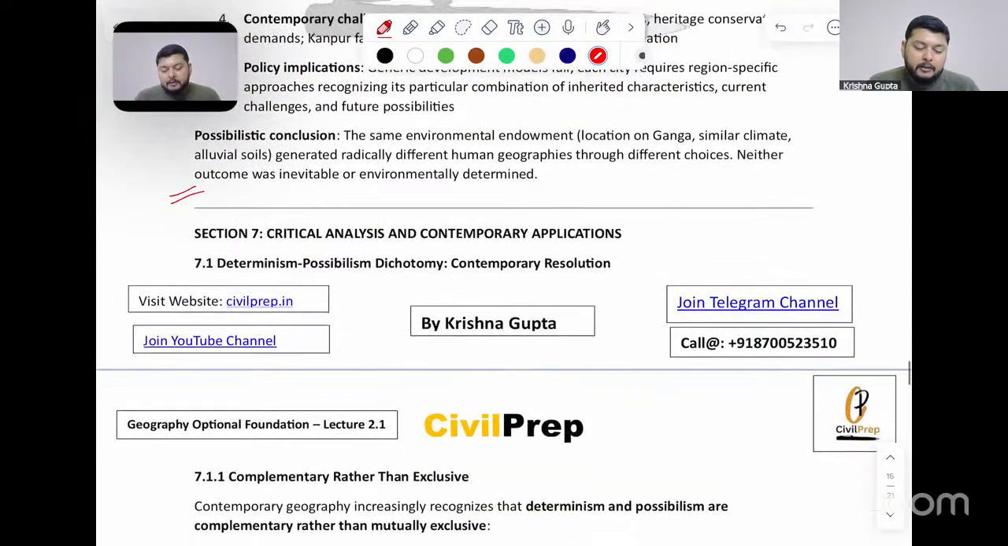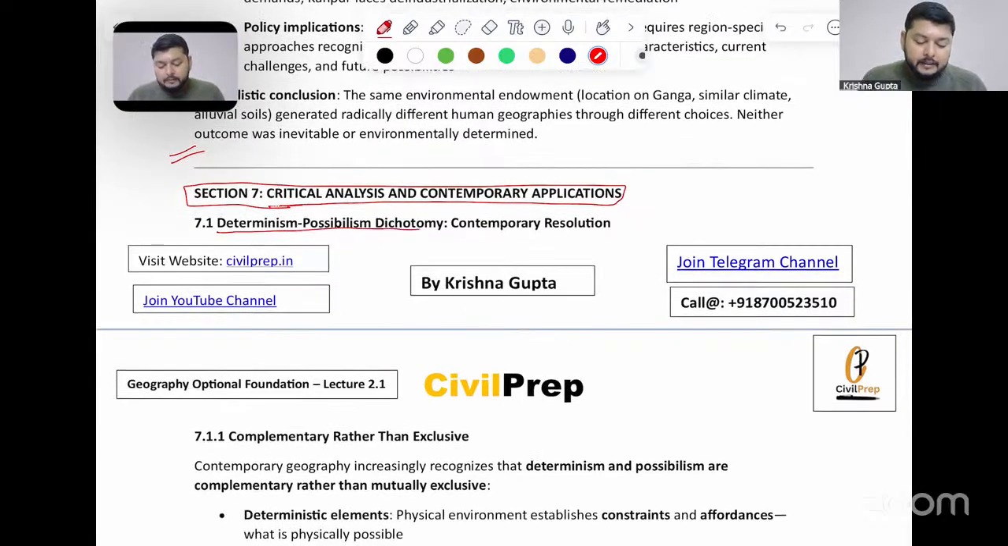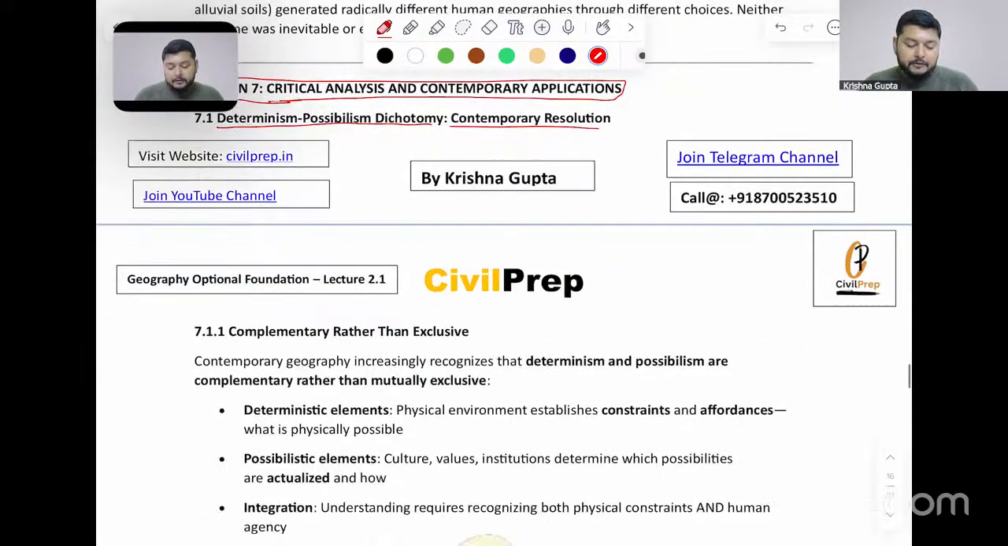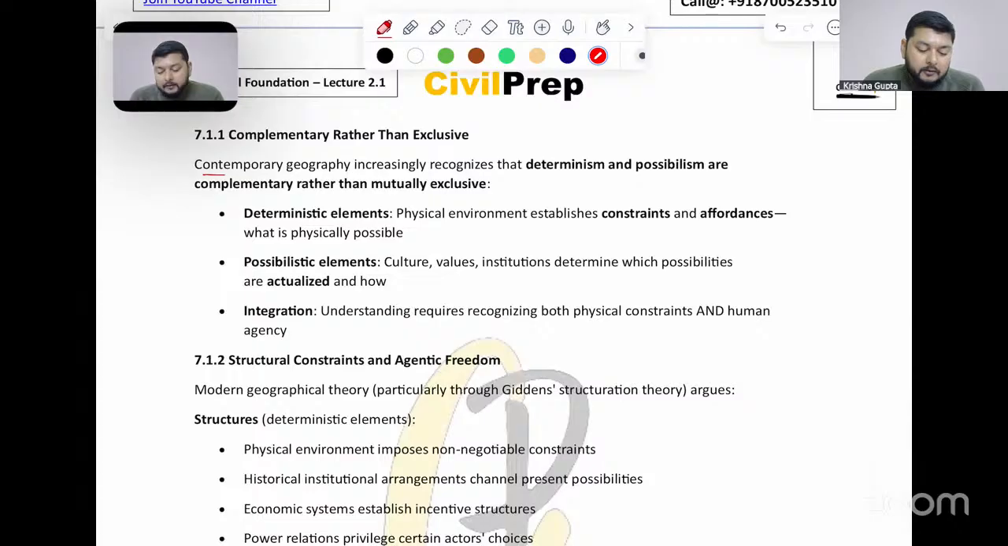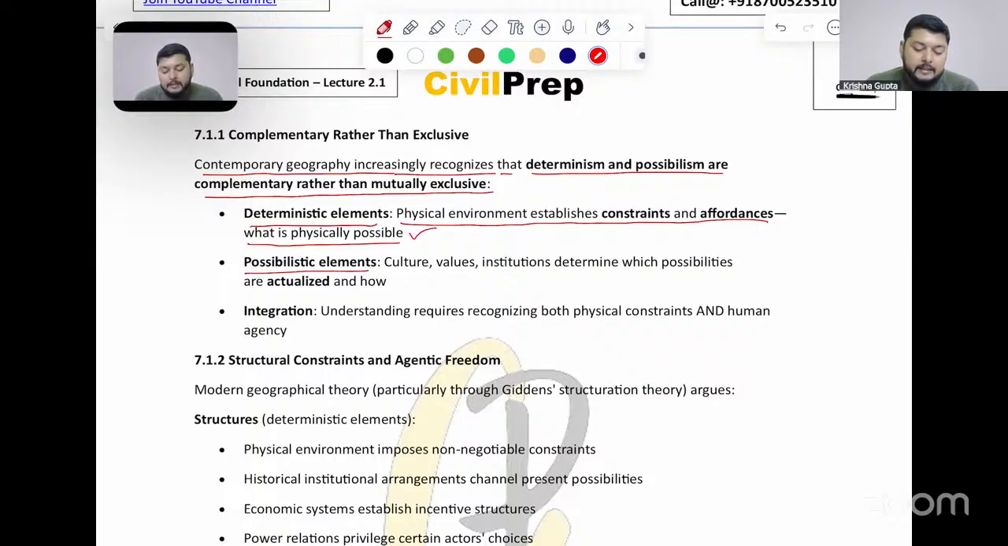In the next part, we'll be looking at the critical analysis and contemporary applications. That is section 7, areal differentiation and regional synthesis. The determinism-possibilism dichotomy: that is the contemporary resolution for this part. Contemporary geography increasingly recognizes that determinism and possibilism are complementary rather than mutually exclusive. They are not exclusive, but they are interdependent on each other. How? Deterministic elements: the physical environment establishes constraints and affordances, which is what is physically possible. Possibilistic element: culture, values, and institutions determine which possibilities are actualized and how.